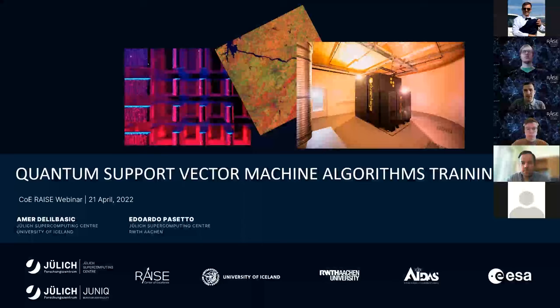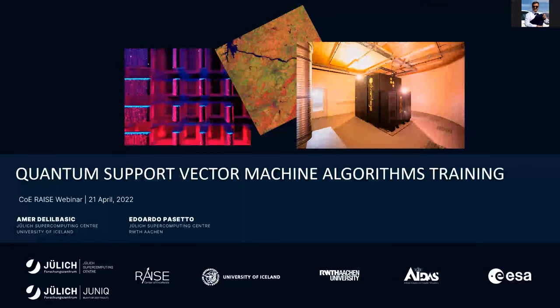The work we're presenting is supported by RAISE, of course, by UNIQUE, which is the Unified Infrastructure for Quantum Computing. And it's also supported by ESA, in particular, the PhiLab of the European Space Agency, with which we collaborate for developing applications of quantum computing for Earth observation. And then, of course, AIDAS, which is a collaboration between Forschungszentrum Jülich and CEA Paris, in which we do research on artificial intelligence, data analytics, and scalable simulations.